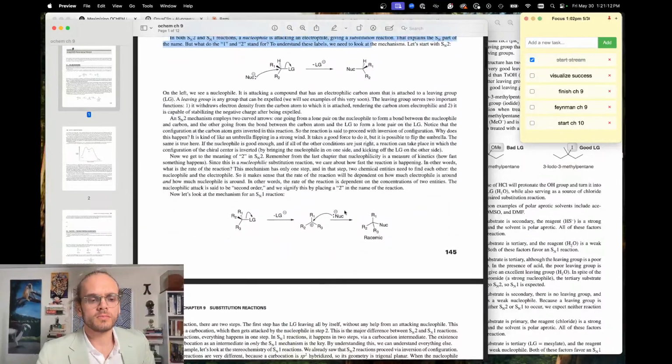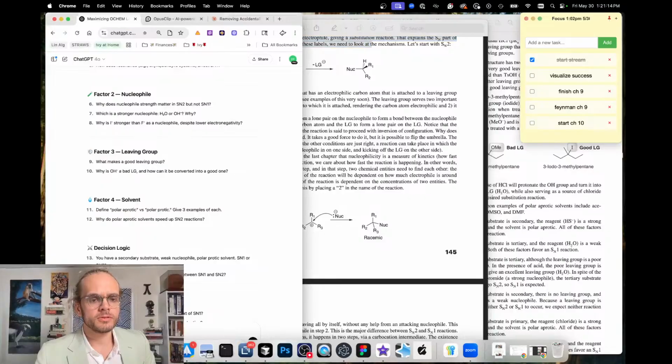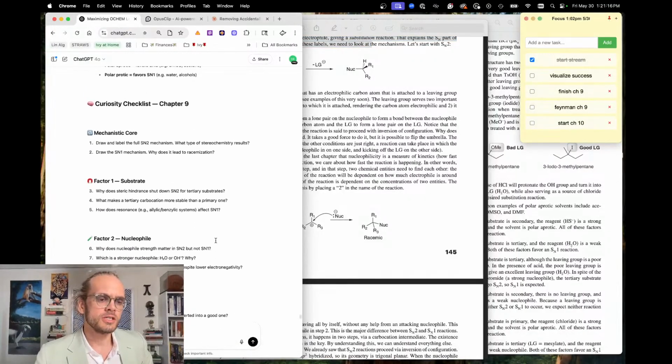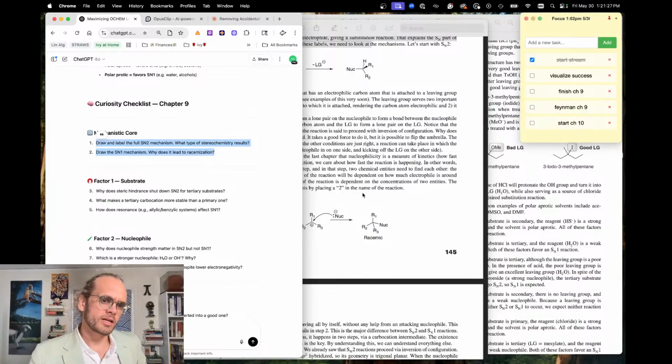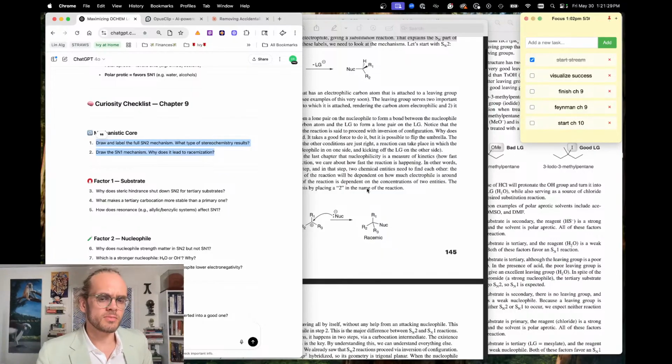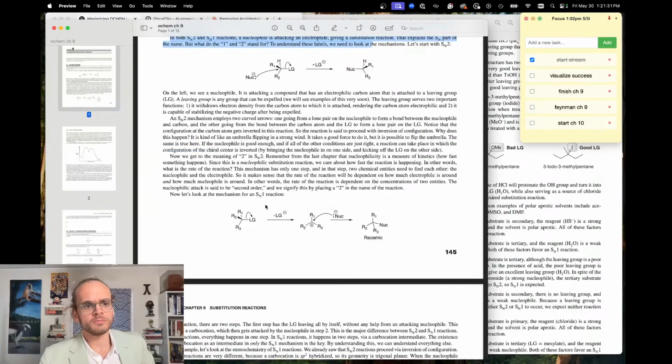So I want to look through the focus questions here. Draw and label the full SN2 mechanism. What type of stereochemistry results? Draw the SN1 mechanism. Why does it lead to racemization?